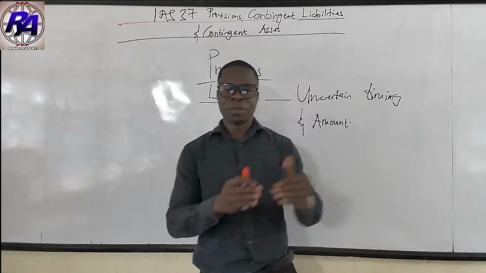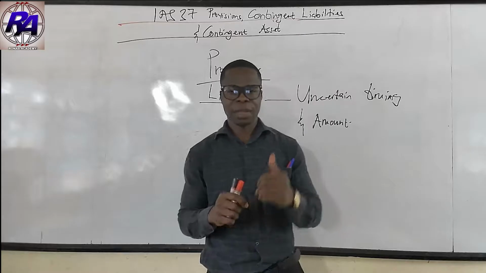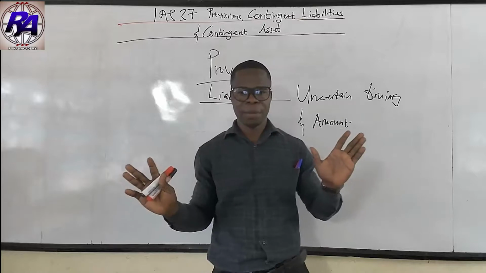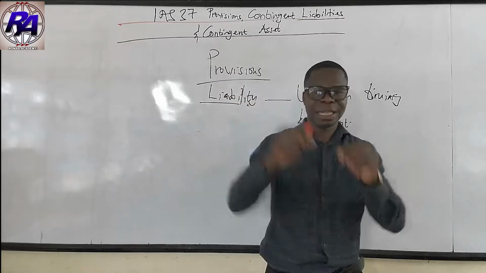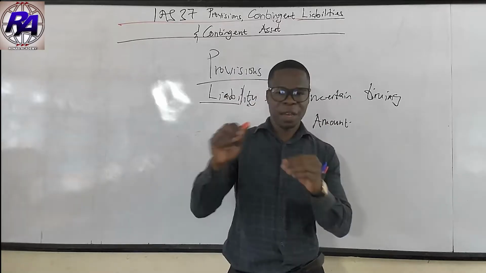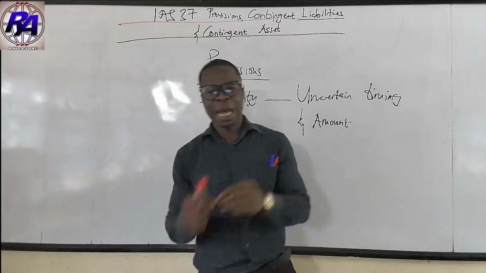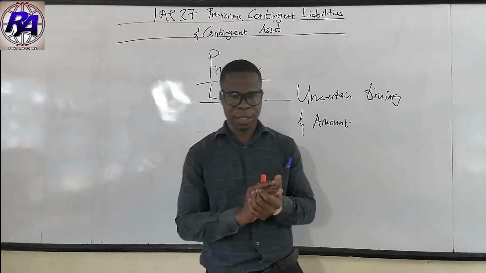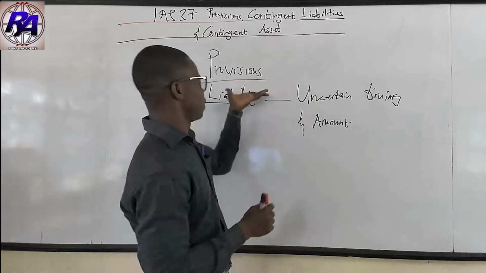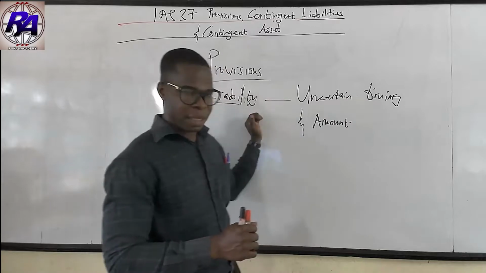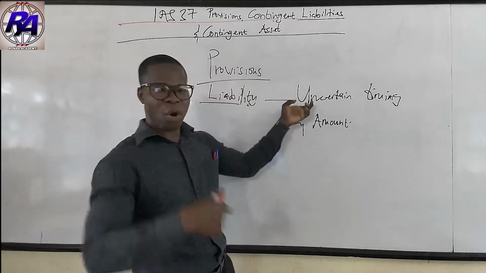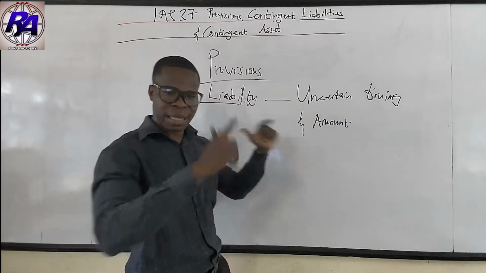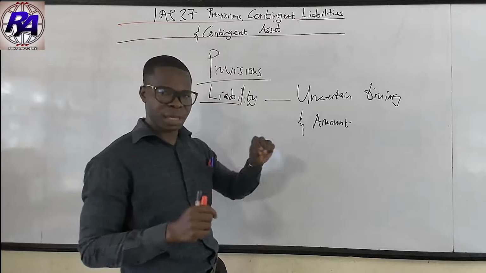In simple terms, we are saying that provisions are liabilities, but these are forms of liabilities that we are uncertain about. We are uncertain about the timing, the time they will be incurred. We are uncertain about the exact amount that we are going to write in the books of the entity. So basically, when we say provision, we are saying that they are liabilities, but we are uncertain about the time they will be incurred and the exact amount that we will present in the books of the entity.